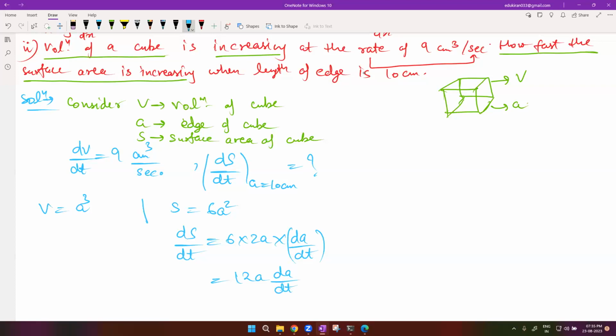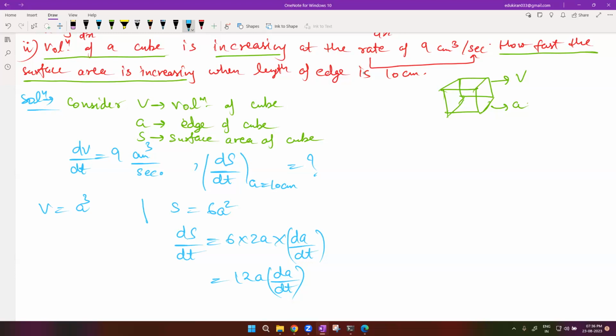Now it is given that the value of A is 10. We have to find out dS by dt at A equals 10, but we don't know the value of dA by dt. For that, this is given: the volume of a cube is increasing at the rate of 9 centimeter cube per second. This information will be used to find out dA by dt, also at A equals 10 centimeter. If the length of edge is given for the surface area, the same length of edge will be used to find dA by dt as well.